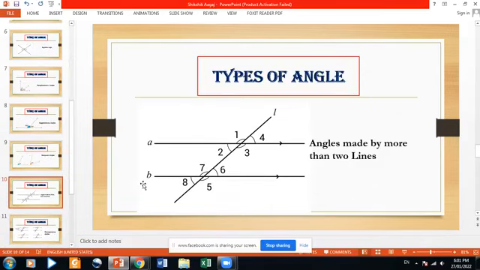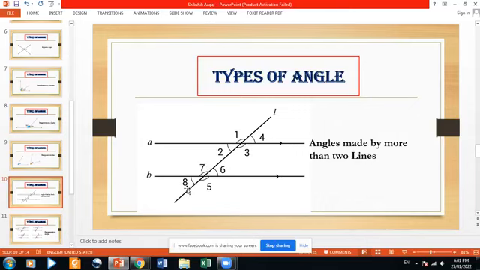These are parallel lines and L is their transversal, meaning the line L is intersecting lines A and B. Now, when we see line A and line L intersecting each other, there is formation of four angles, 1, 2, 3 and 4. But line L is also intersecting line B, and there is again formation of 4 angles at the point of intersection. So these are angles number 5, 6, 7, 8, right.